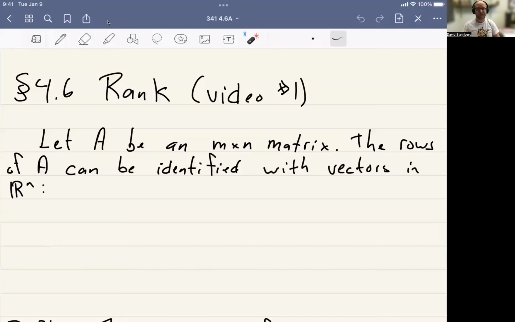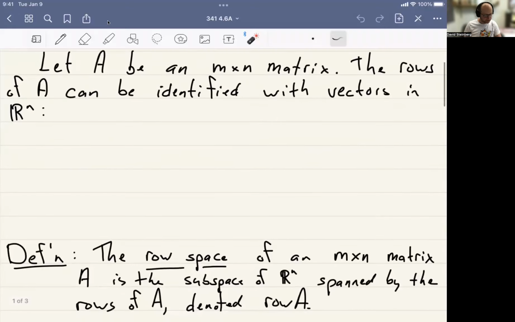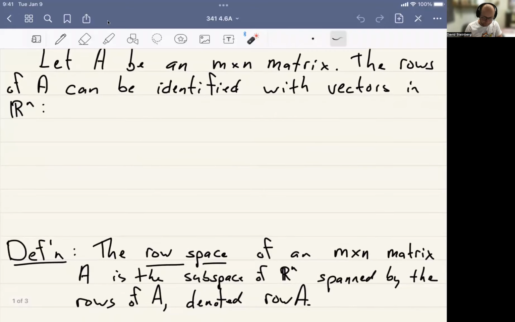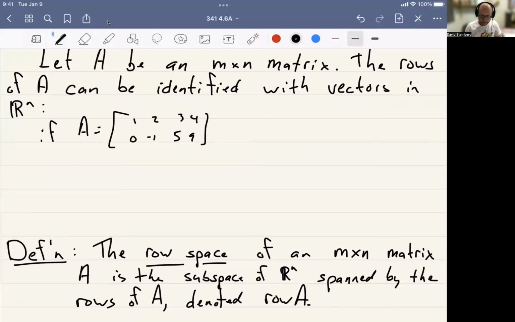Okay, 4.6 Rank. Let A be an m by n matrix. The rows of A can be identified with vectors in Rn. So, if A is equal to the 2x4 matrix 1, 2, 3, 4, 0, -1, 5, 9, all we're saying is that these rows are naturally vectors as well.